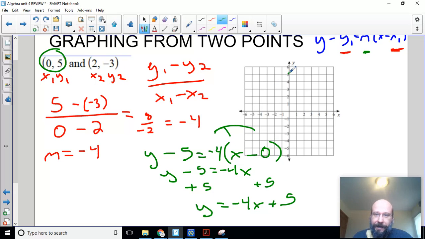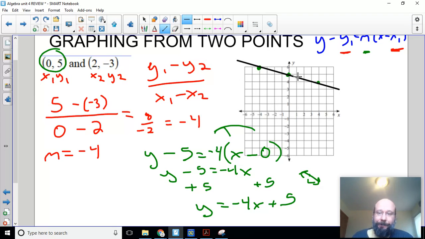So start at the 5, and then it's a negative slope. So I'm going to go down and to the right, down 1 and to the right 4. I could also go up and to the left, up 1 and to the right 4. And this gives me a nice negative slope. A nice line, and it's negative, so I know I did it right.